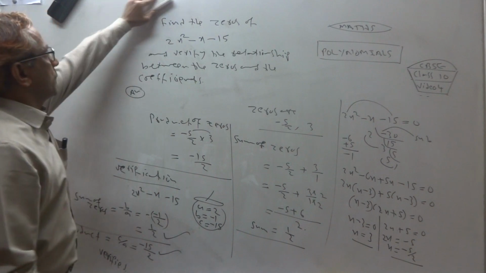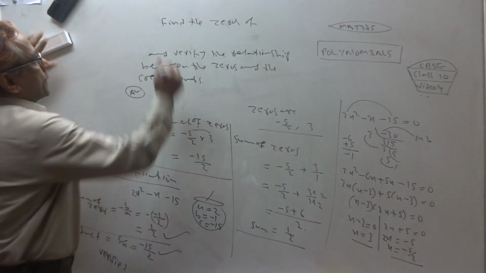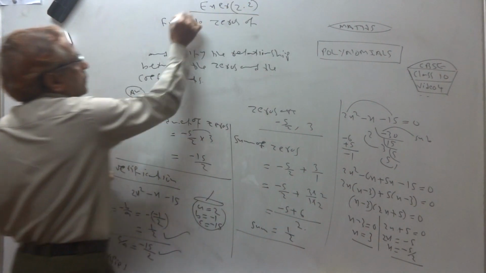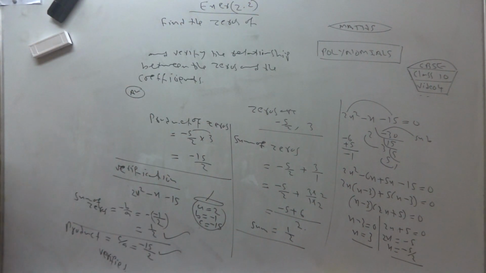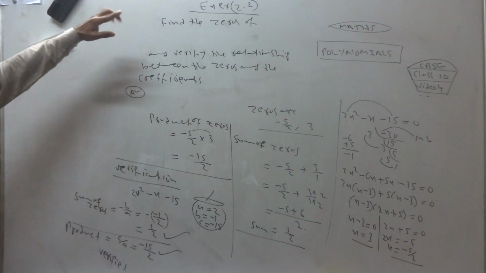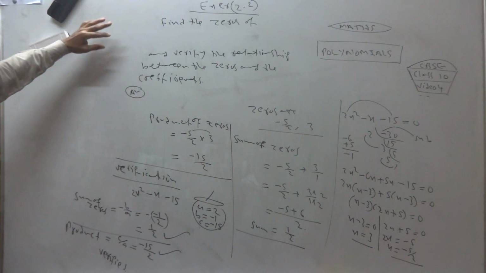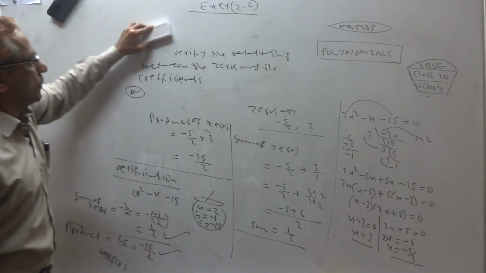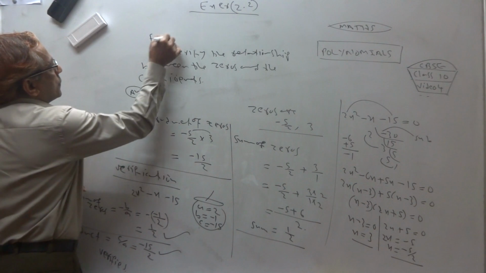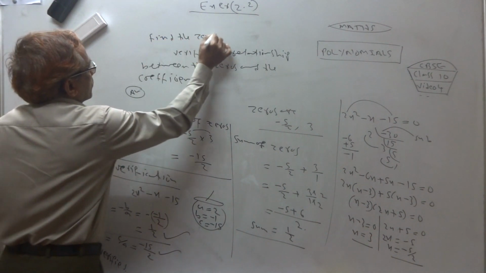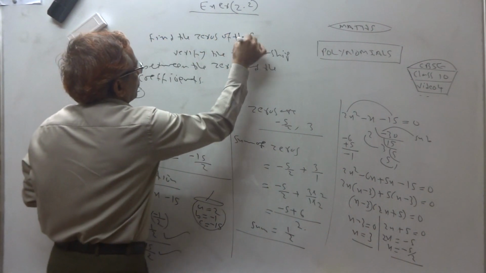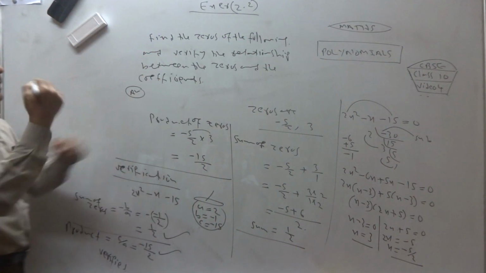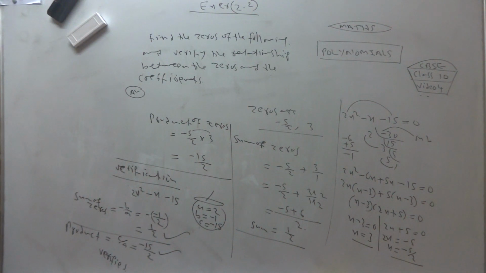Now we start exercise 2.2. So what is there in the second exercise? In the second exercise, the heading is this: find the zeros and verify. The heading is this only: find the zeros of the following and verify the relationship between the zeros and the coefficients.